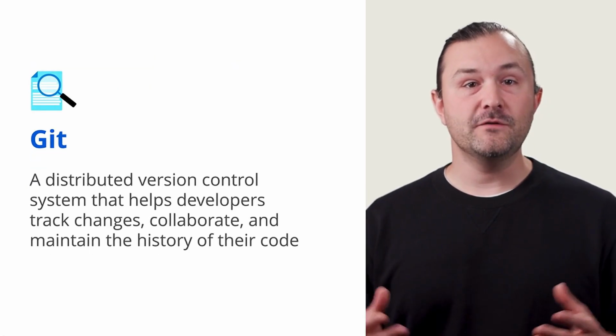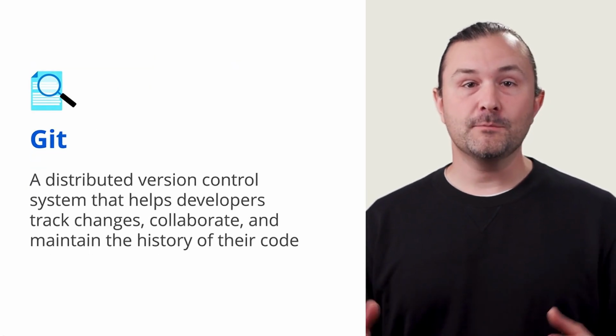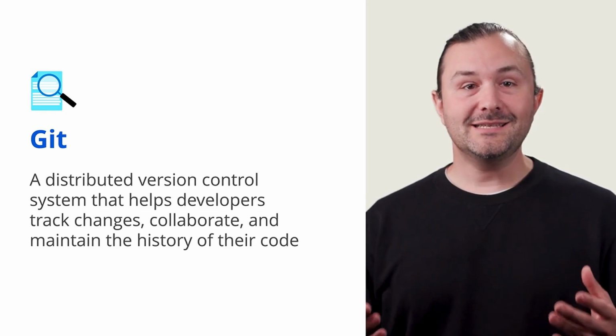Git is a distributed version control system that helps developers track changes, collaborate, and maintain the history of their code. Think of Git as the essential kitchen tools every chef needs, like knives and cutting boards, which help them create and manage versions of their culinary creations. GitHub, on the other hand, is like the central kitchen where all chefs store their recipes and tools, showcase their dishes, and collaborate with other culinary experts.